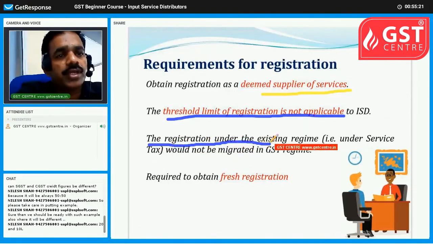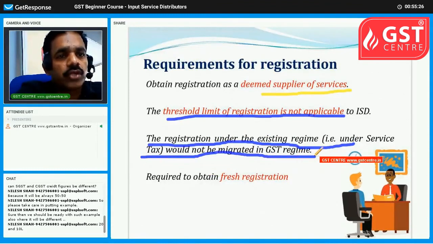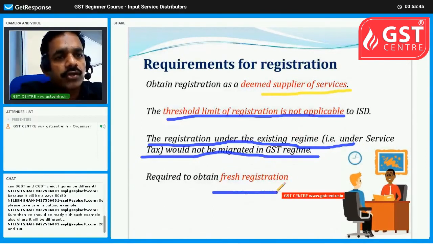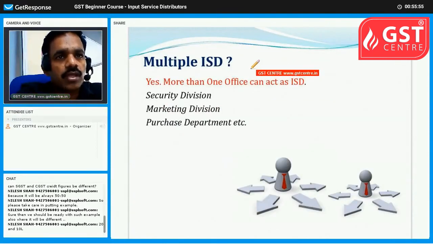And another important point is the registration under the existing regime under service tax would not be migrated in GST regime. For example, at present, banks and such organizations will be input service distributors as per the Service Tax Act, but they will not be enrolled. They cannot be migrated as such. They need to obtain a fresh registration. So all input service distributors should take a fresh registration.